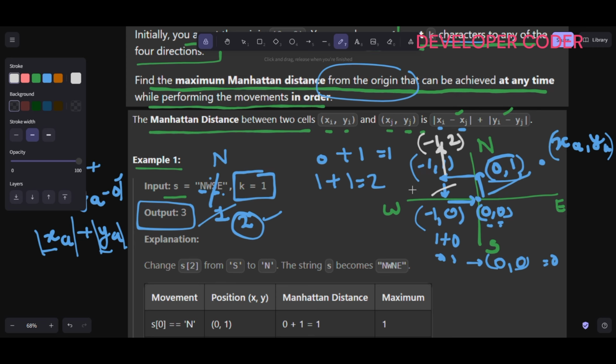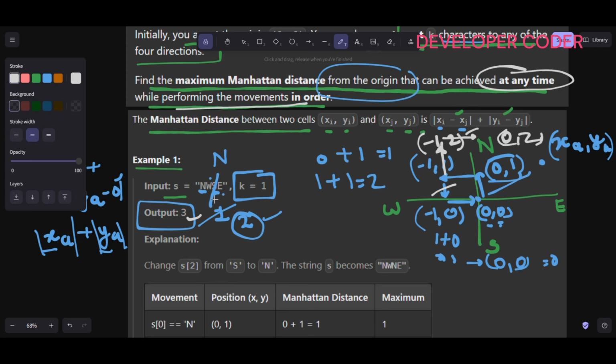Okay, so now I am going to get 3, right, and then if I move to here, then here x is going to change, but y is going to remain the same, I'm going to get 2, but here I'm going to get 3, right, and we need the max, right, so the maximum Manhattan distance from the origin that can be achieved at any time while performing the movement.